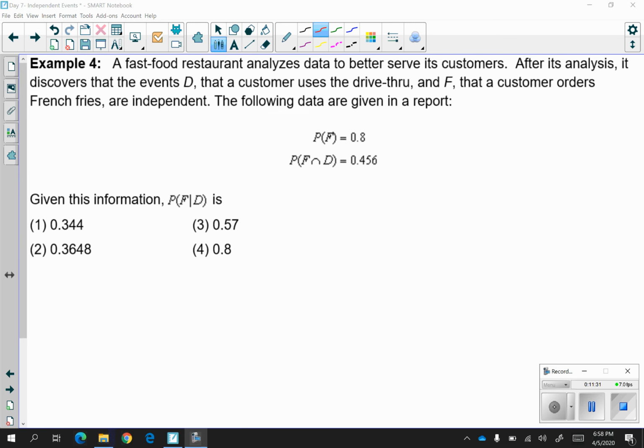In this problem, we have a fast food restaurant that analyzes data to better serve its customers. After its analysis, it discovers that the events D, that a customer uses the drive-thru, and F, that a customer orders French fries, are independent. The following data are given in a report. Given this information, P of F given D is what?